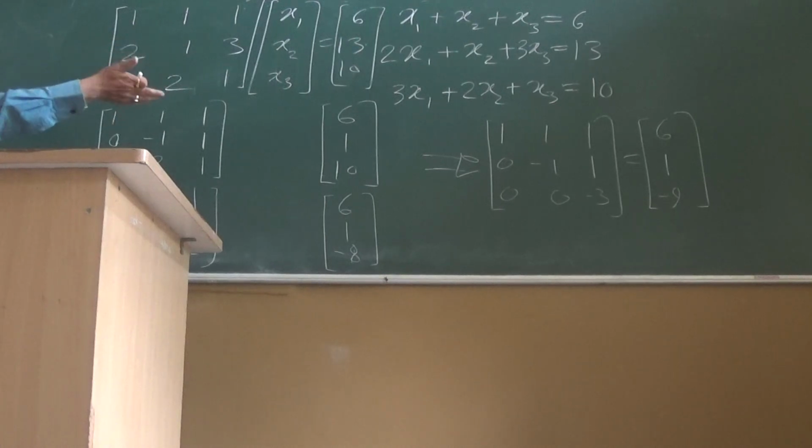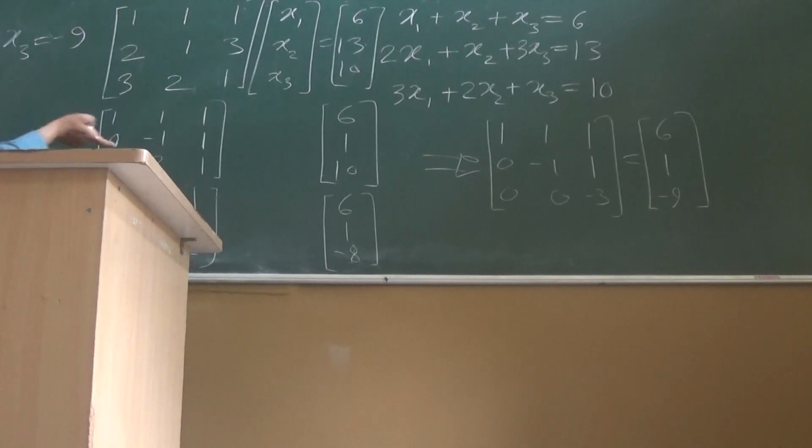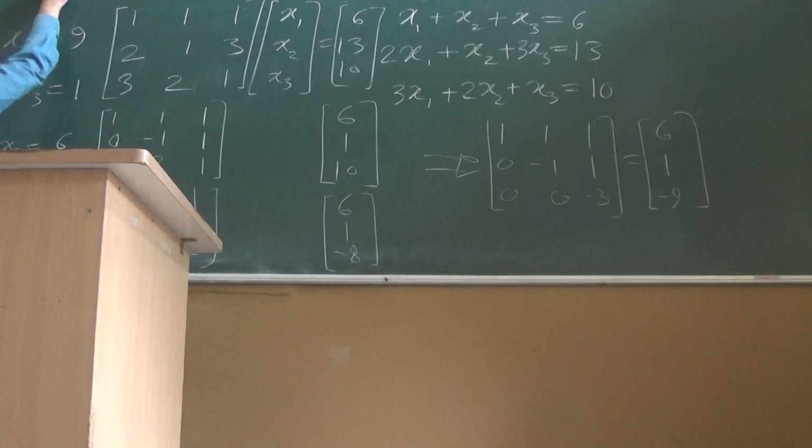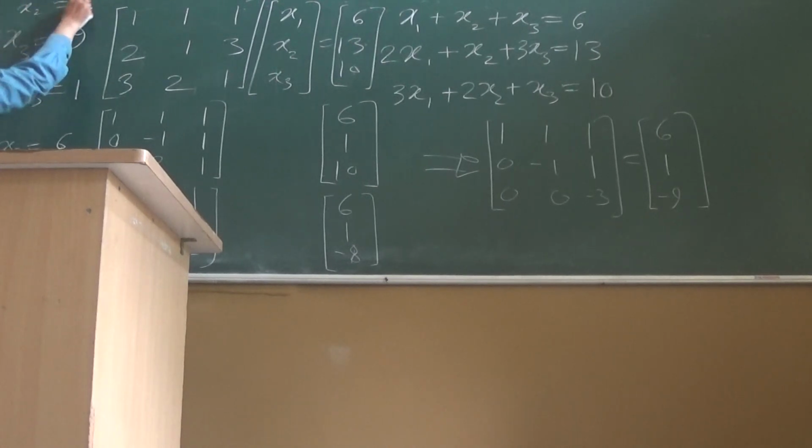So anyway, we should finish now. Minus 3x3 is equal to minus 9. The next is minus x2 plus x3 is equal to 1, and then x1 plus x2 plus x3 is equal to 6. So you get x3 as 3. The moment you put it here, minus x2 plus 3 is equal to 1, so minus x2 is equal to minus 2. Immediately x2 is 2 and x1 is 1.